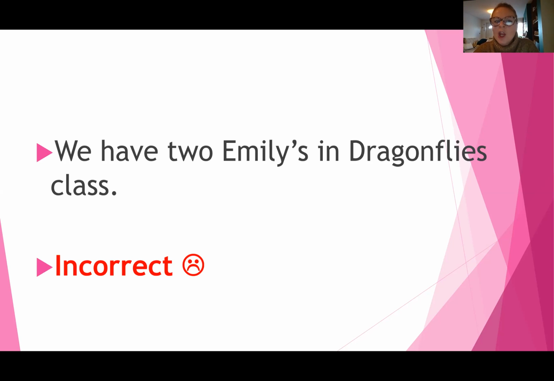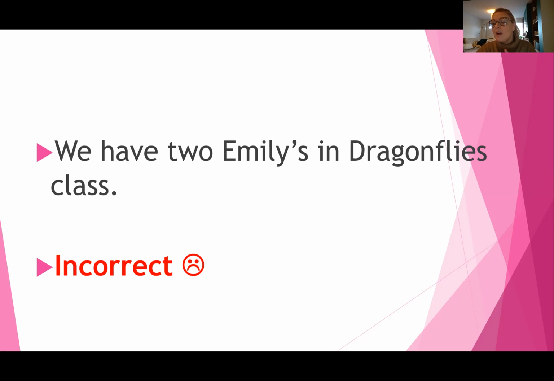I have said incorrect because we have two Emilys. So do you remember we're saying in that sentence we have more than one, and when we do that we don't need to use an apostrophe if we are talking about lots of something. So we would say we have two Emilys with no apostrophe before the S in Dragonfly's class, because that S shows that there are two Emilys, not that they belong to anything. Okay, so well done if you got all of those. I hope you enjoyed that little game.